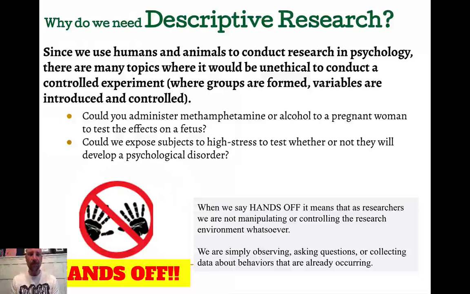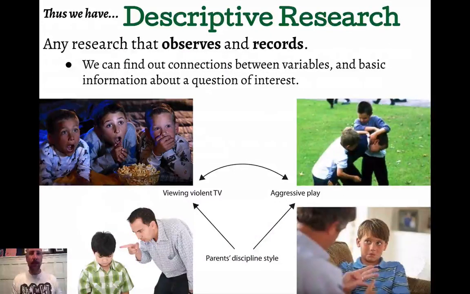I can describe. When we say hands off, that means we're not manipulating variables, we're not doing things to our subjects, we are just describing, asking questions, and collecting data. Hands off is descriptive research. So just to reiterate, we are observing and recording. If we want to do something about children and violence, we can't go beat kids up or have kids beat each other up in the name of science. That's unethical. But we can observe bullying and find out what makes a bully, or what impact bullying has on kids later in life.